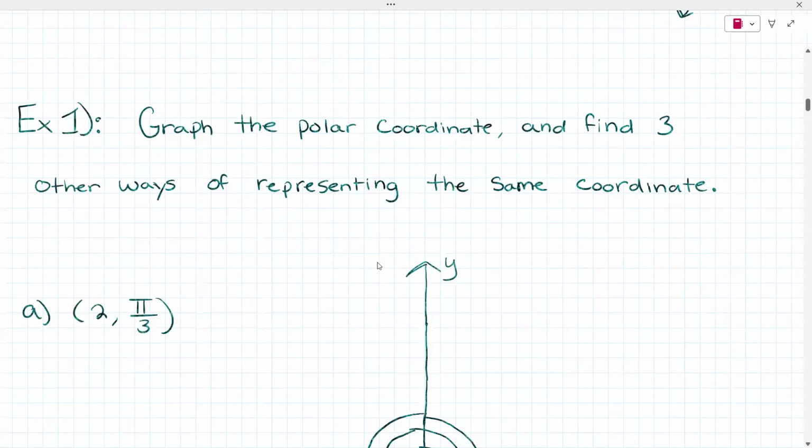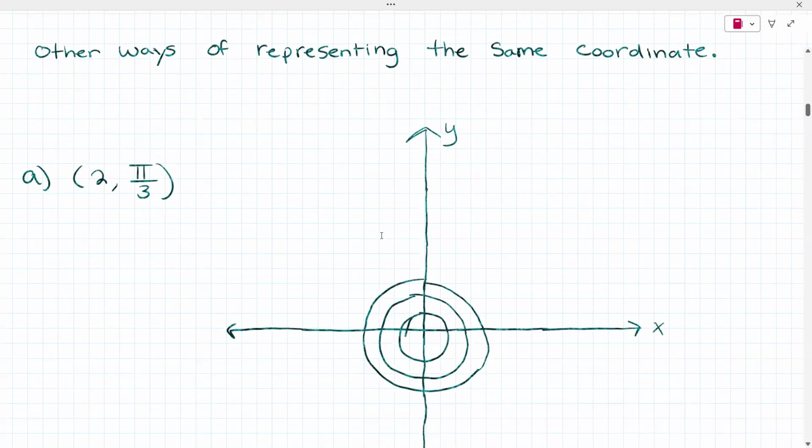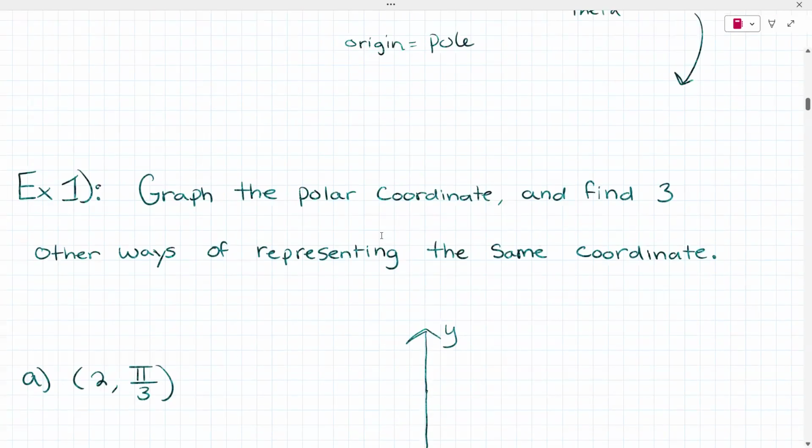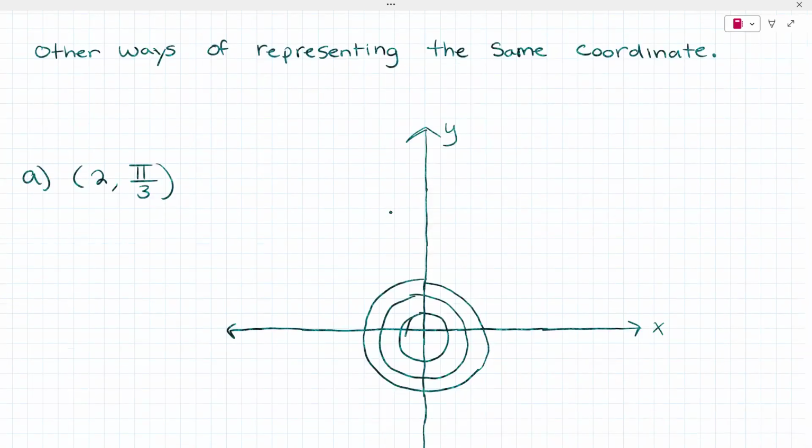Okay, let's do example one. Example one says graph the polar coordinates and find three other ways of representing the same coordinate. So here we have a polar coordinate, and we have to find three other ways of representing the same coordinate. They don't want you to convert it to rectangular. They still want it in polar. They just want another way you can write this. Your radius might be negative and your theta could be negative. As long as you're in the same position, it's correct.